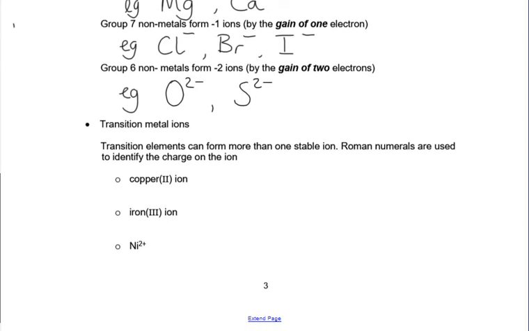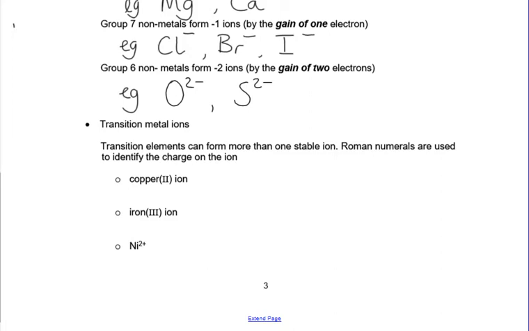And then there's the little section in the middle of the periodic table that's a little bit confusing because it's not in a group, so you think, how many electrons does it lose? The reason those metals in the middle are there is because they can form more than one stable ion. They can lose different numbers of electrons and form stable ions. And so we're going to use Roman numerals.